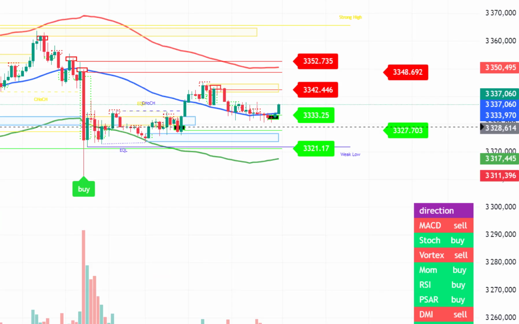Here's another example. The indicator gave a buy signal after confirming a break of structure to the upside. Multiple confluences appeared: order block support, RSI and MACD turned bullish, and the overall direction flipped green. You can see how price followed through directly after the confirmation, giving a strong move in the trend's direction.